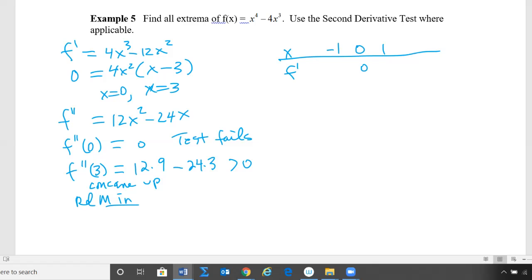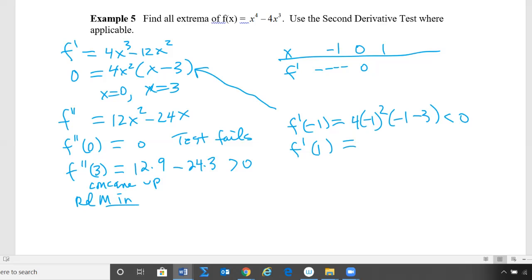Okay, so let's go ahead and test it. F prime of negative 1. Make sure you don't mix up your functions now. We're working with f prime, so it's this one here. So it looks like we have 4 times a negative 1 squared, and then a negative 1 minus 3. So it's definitely negative. So it's coming in negative. And f prime of 1 is 4 times 1 squared and 1 minus 3. So that's also negative.